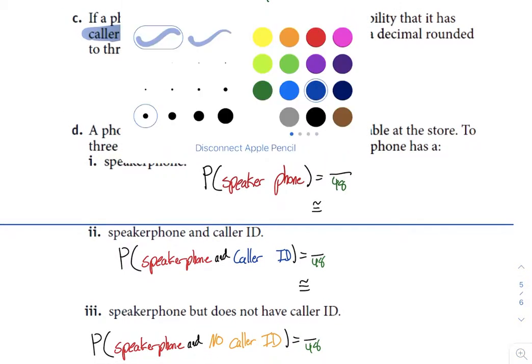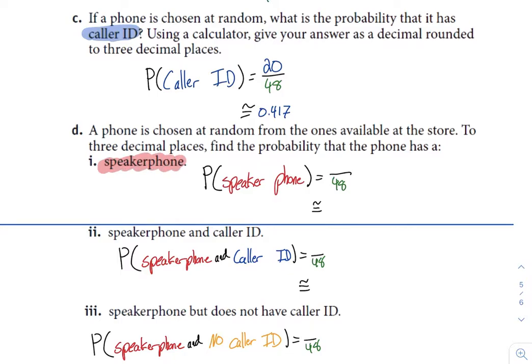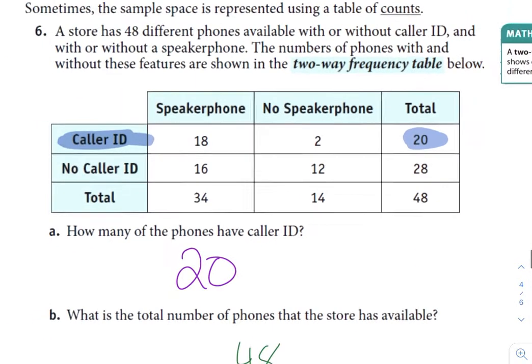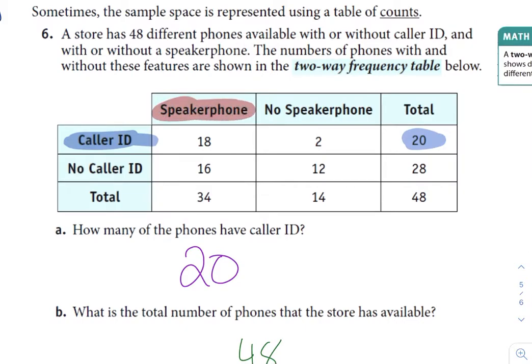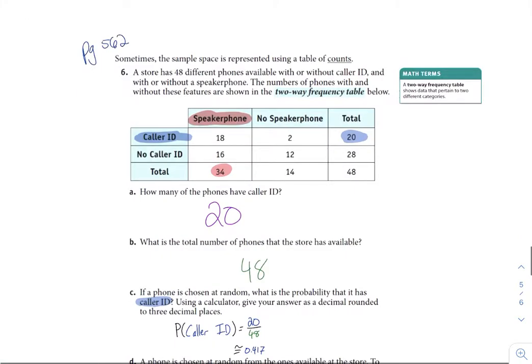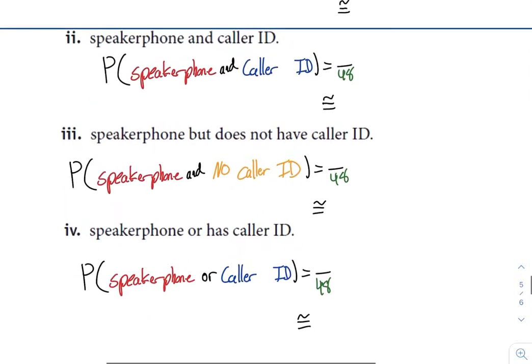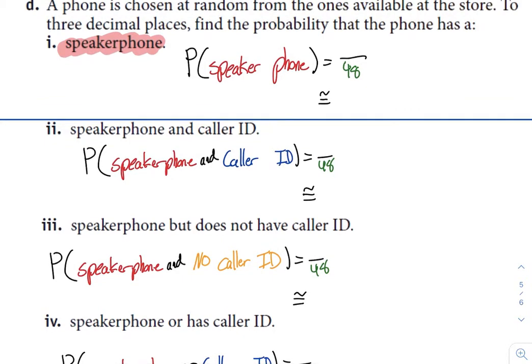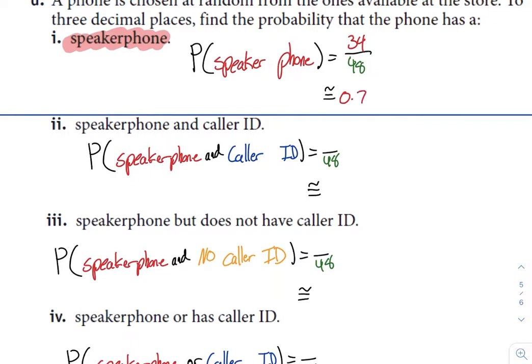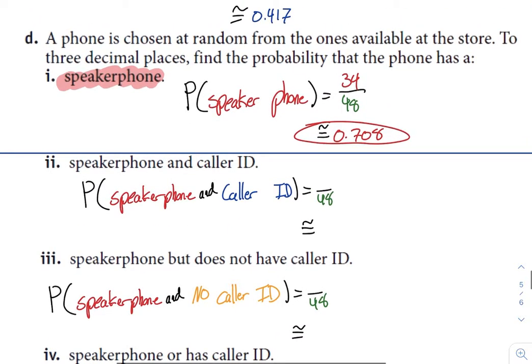So the first scenario is going to be speakerphone. So I want to know, how many phones have speakerphones? I'm going to go to that table, find the speakerphone row, find the total, and that's going to be my numerator. So in this problem, there are a total of 34 phones that have speakerphones out of the total 48. So 34 divided by 48 would give us approximately 0.708. So that would be our probability in part D1. All right, and then we're going to go through and do the next one.